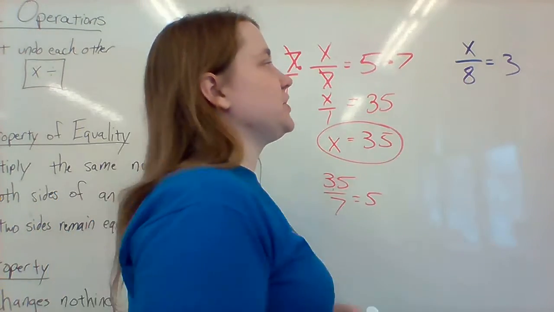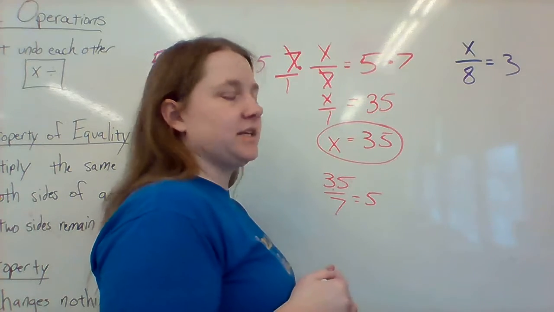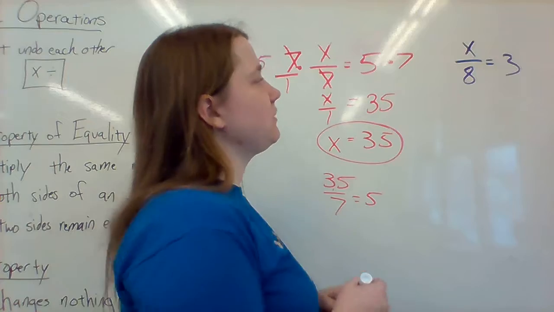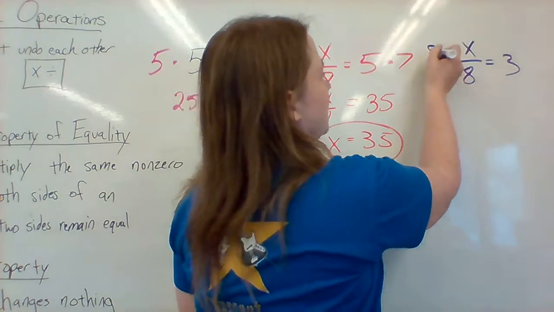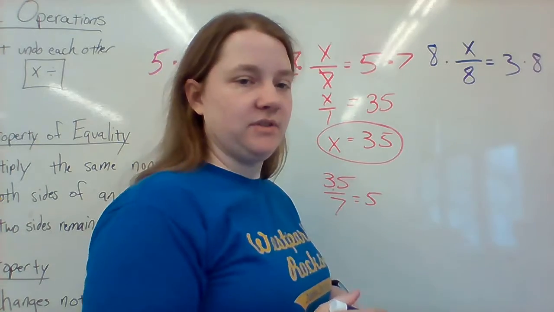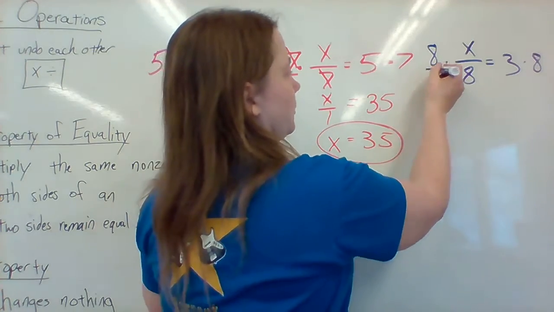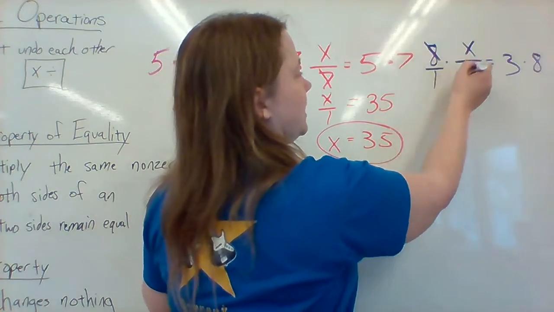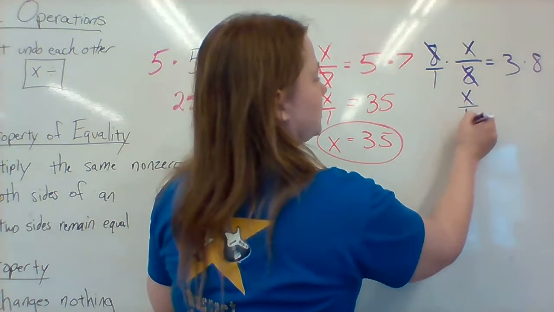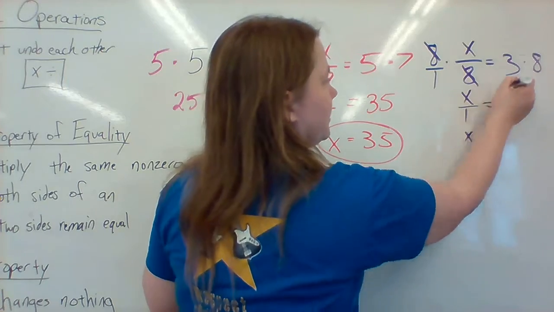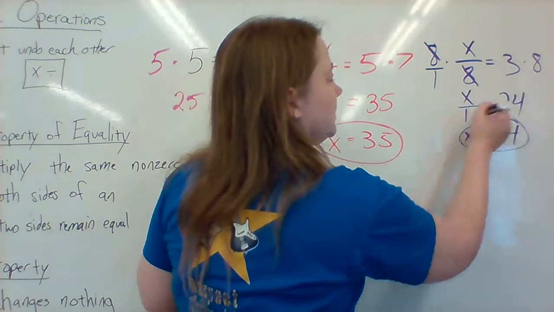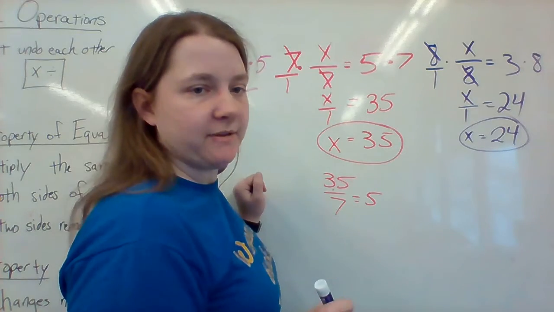The second equation is x over 8 equals 3. We need to get rid of that 8, so we just have x all by itself. So I'm going to multiply by 8 on both sides, because multiplication is the inverse of division. Put 8 over 1, 8 on top, 8 on bottom. Those can cancel out, so I'm just left with x over 1, or x. 3 times 8 is 24. So my final answer is x equals 24.